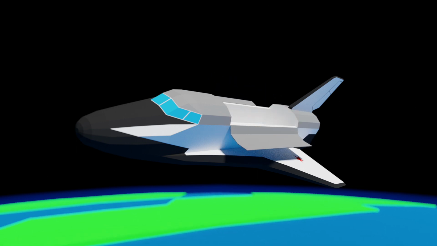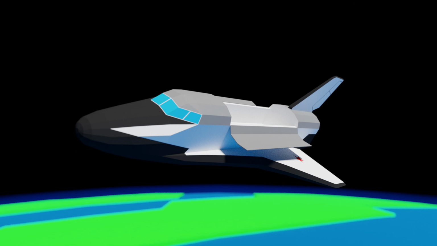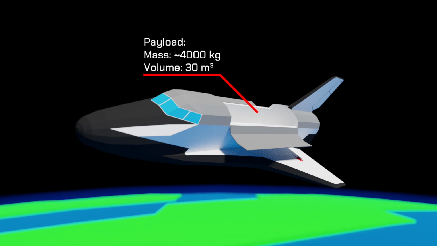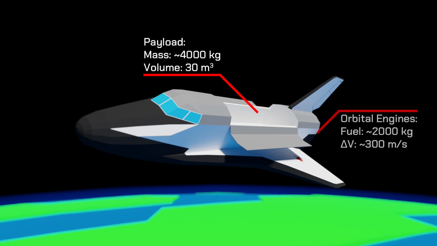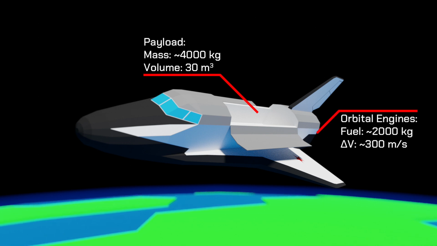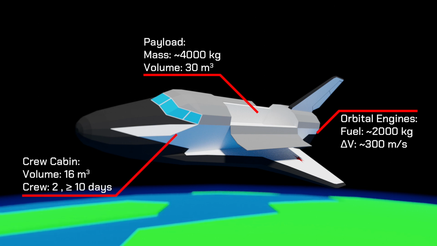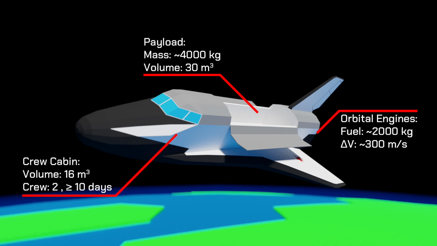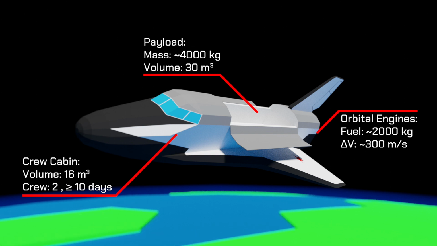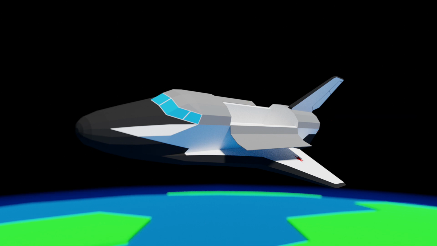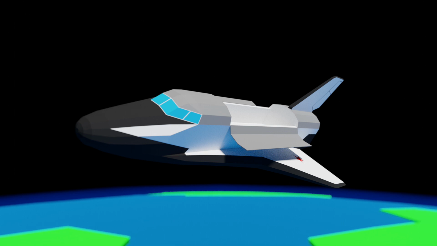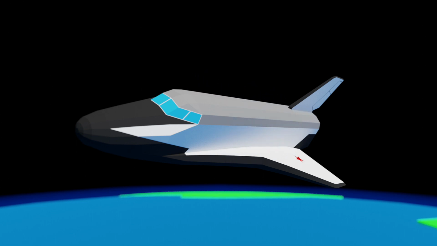Well, despite its small size, LKS could still carry a reasonable payload of about 4 tons with a 30 cubic meter volume, in addition to 2 tons of fuel, providing about 300 meters per second of delta V. LKS featured a 16 cubic meter pressurized volume to support 2 cosmonauts for up to 10 days. Crucially, LKS had the main capability that was desired of space shuttle type vehicles, and that's an opening and closing payload bay, so you can take stuff up and take stuff back down.